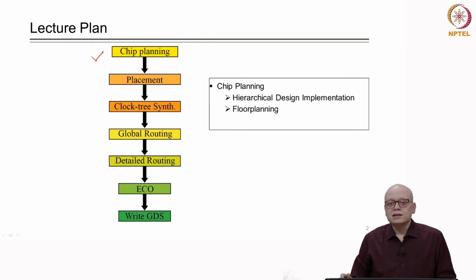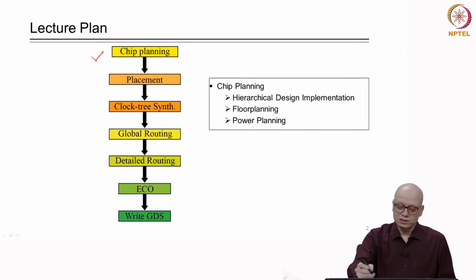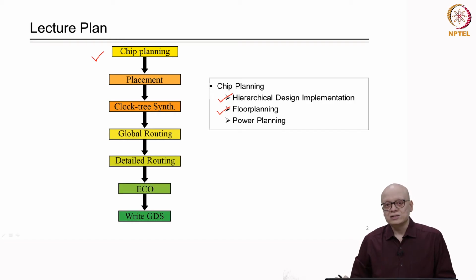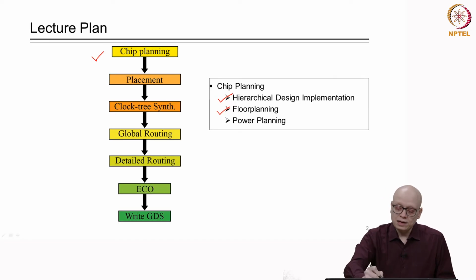And then comes the task of floor planning, in which we place bigger objects on the die and carry out other important tasks related to where the objects should be on the layout, and then we do power planning. So, these are three major tasks that we need to carry out during chip planning. In this lecture, we will be discussing hierarchical design implementation and some aspects of floor planning. In the next lecture, we will be discussing floor planning in more detail, and we will also be discussing power planning.